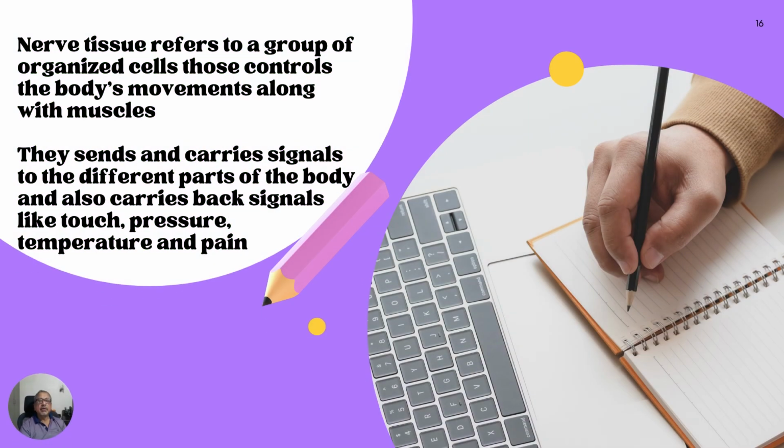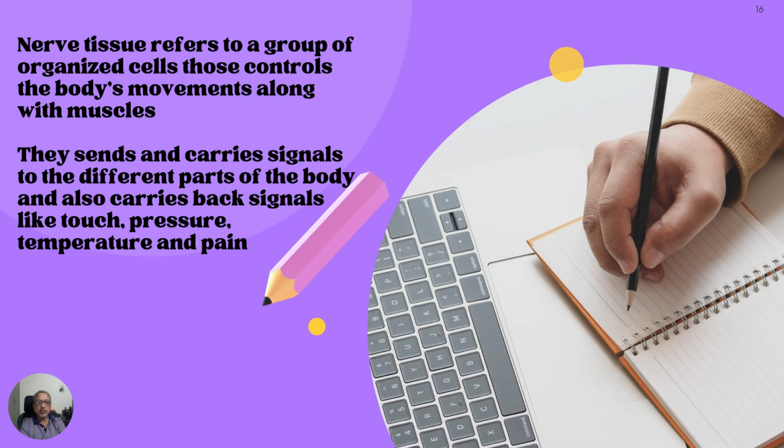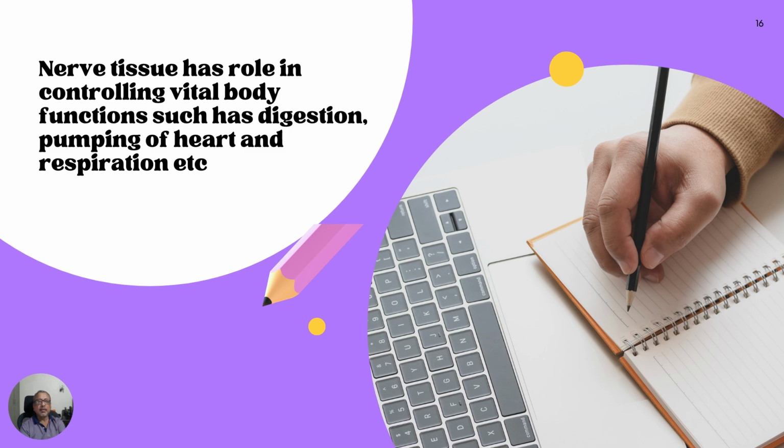I'll be presenting the nerve tissue. Now nerve tissue refers to a group of organized cells that control the body's movement along with the muscles. They receive signals from different parts of our body, like touch, pressure, temperature and pain, and those signals are sent to our brain. From our brain, a second signal is sent to the muscle tissue for the corresponding movement or muscle contraction.